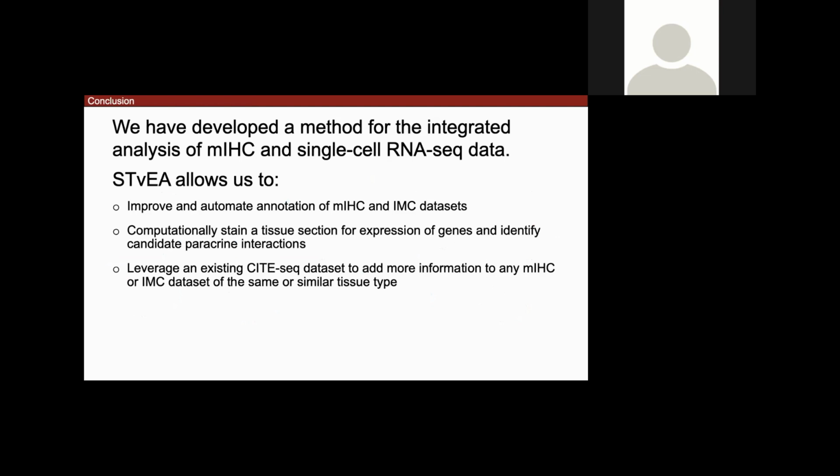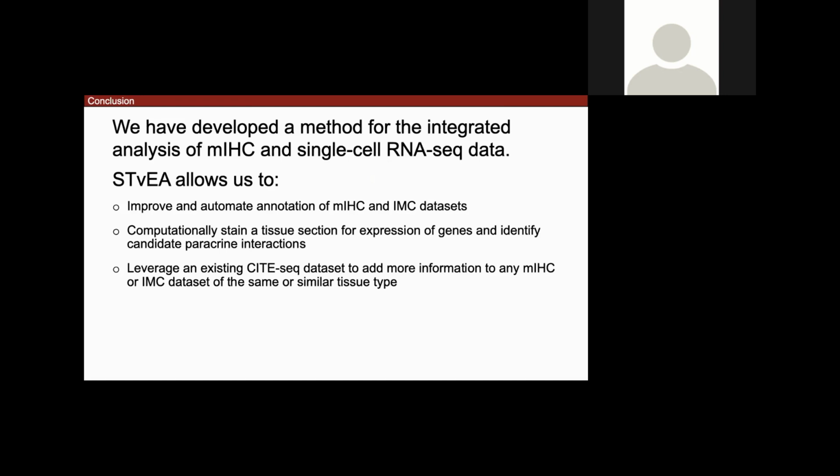So just in summary, we developed this method called stevia, which allows us to use data from CITE-seq or REAP-seq or AbSeq to improve and automate the annotation of multiplexed immunohistochemistry or imaging mass cytometry data sets. It also allowed us to computationally stain the tissue section for the expression of genes or the location of cell types. And in doing so, we were able to identify a few candidate paracrine interactions within the tissue section.